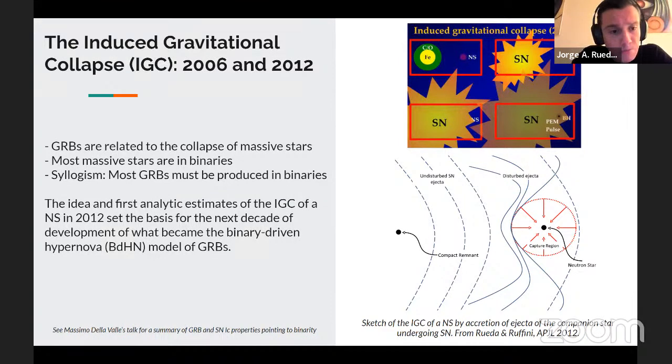But I will come to that in a moment. Here, I would like just to recall the beginning of the binary-driven hypernova model, which is based on the induced gravitational collapse concept. It started in 2006, as you see in this picture on the upper right. But the first idea was presented at Marcel Grossmann in 2016, in Berlin, I think, where actually it was the opposite concept to the binary hypernova.